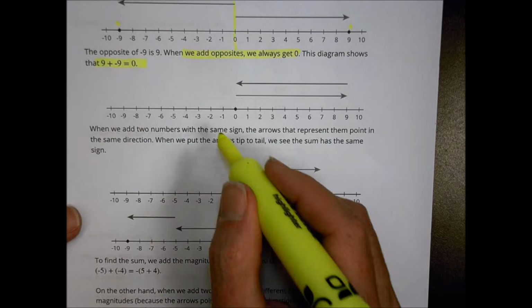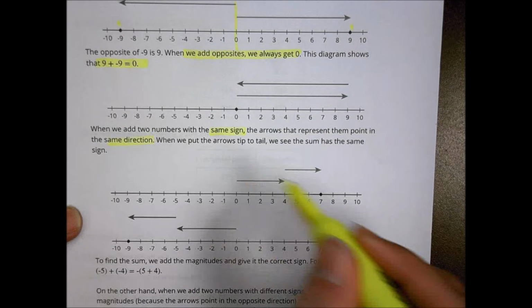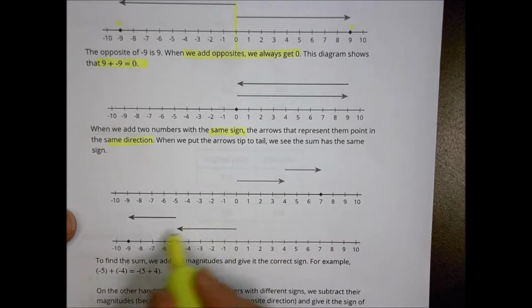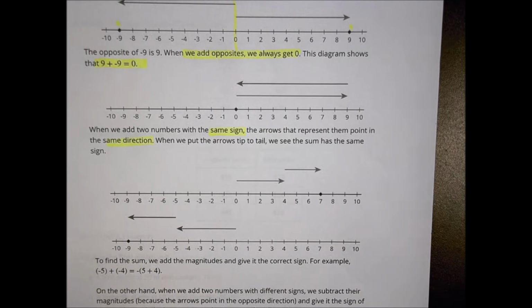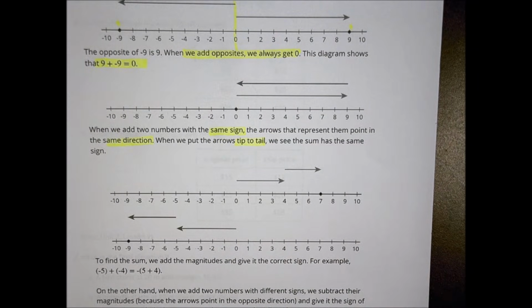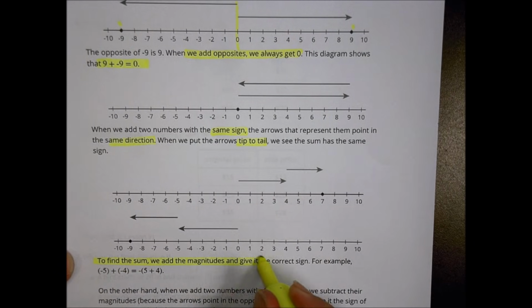When you add numbers with the same sign, they're going to keep going in the same direction, right? So a positive plus a positive gives you a positive. A negative and a negative gets you a negative. We're going to be doing that, or what we called before tip to tail. So with the same sign, you find the sum: we add the magnitudes and give it the correct sign.